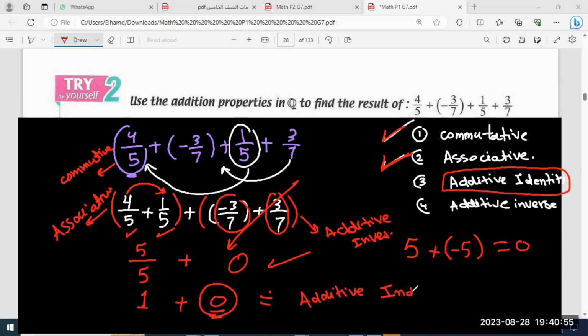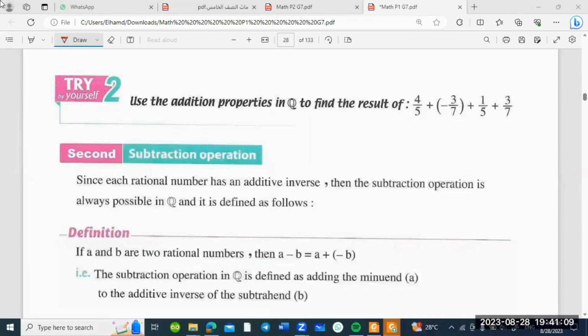So now we used all the properties. So we'll give you 1 at the end of your problem. So the answer here is 1. Easy? Got it? Easy, lemon squeeze.